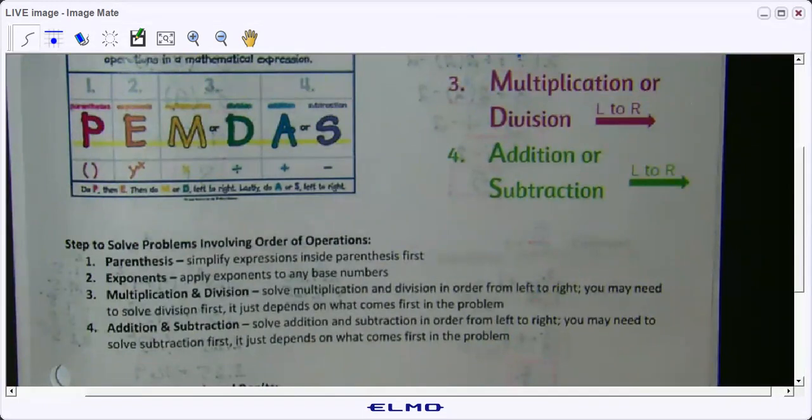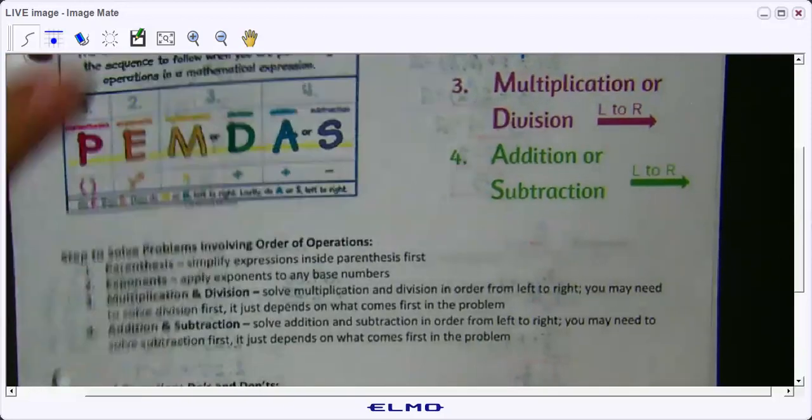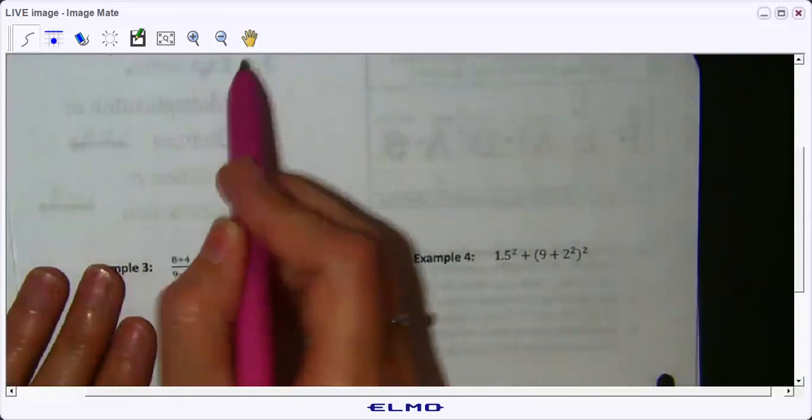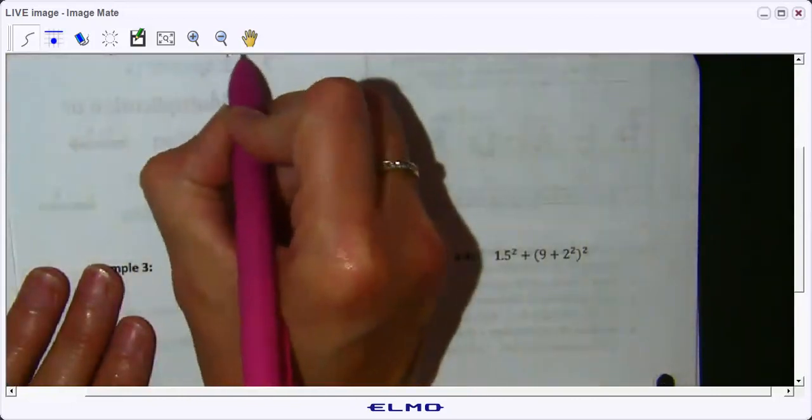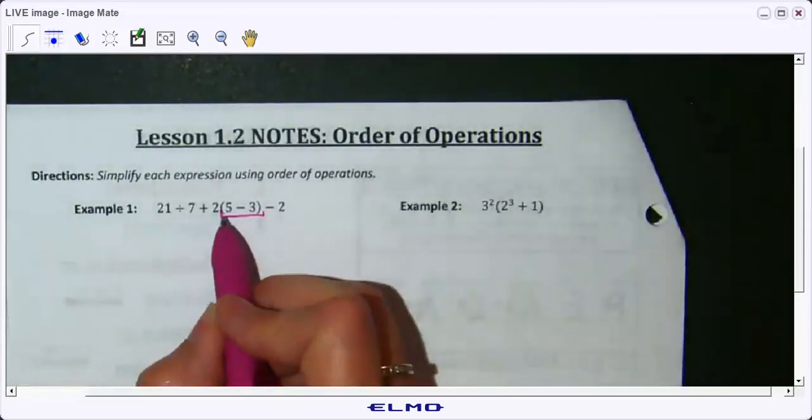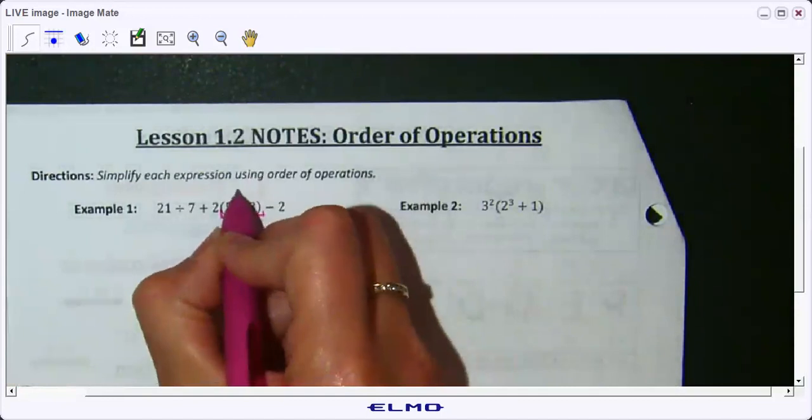Okay. So first thing I need to check for in this first problem is parentheses. Simplify the expression inside the parenthesis first. So I'm looking at example 1. I have parentheses, so I need to solve what is inside there first. And I have 5 minus 3, which is 2.